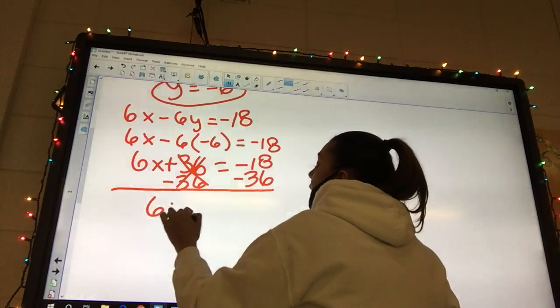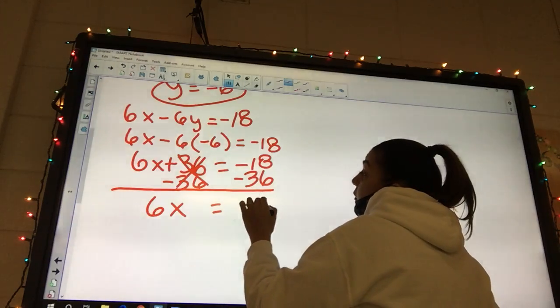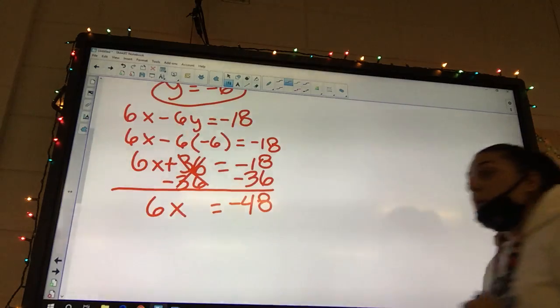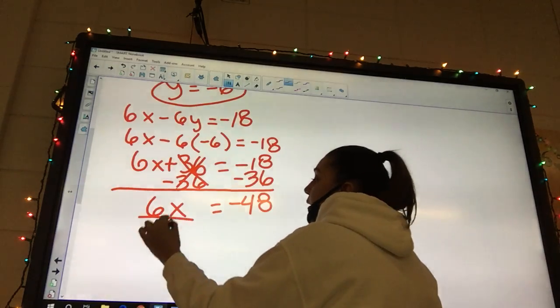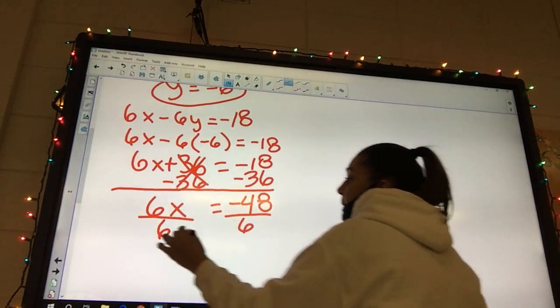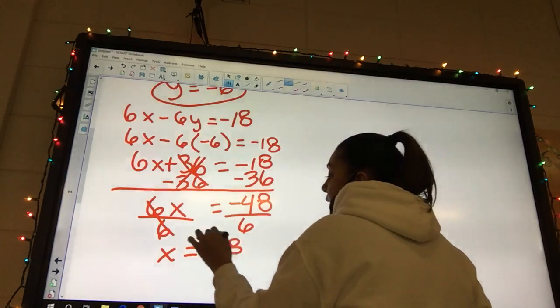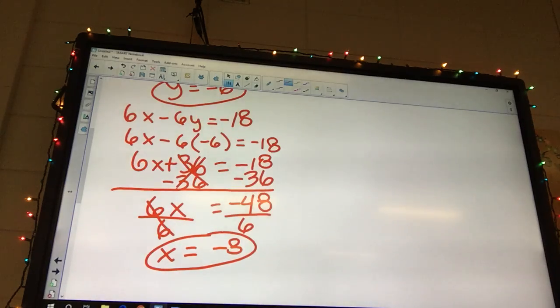So 6x equals negative 48. Okay, then what? Divide by 6. X equals negative 8. I will tell you on your test, if you're like, I don't know, ask me.